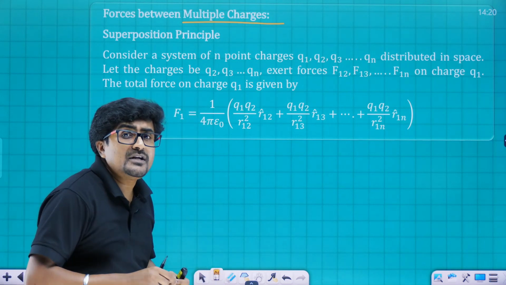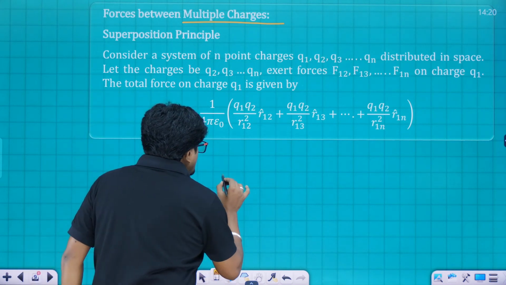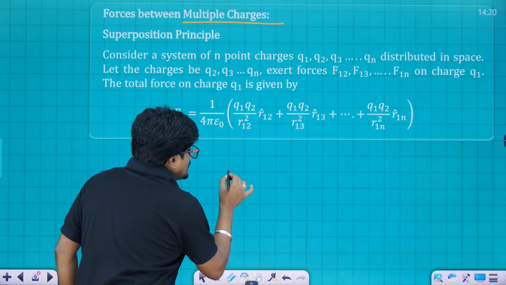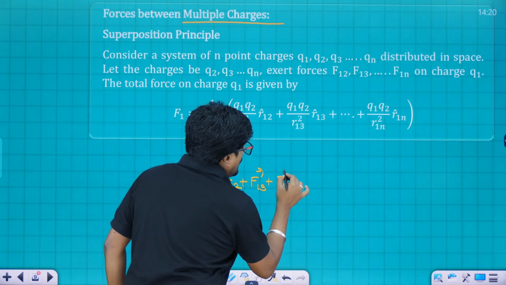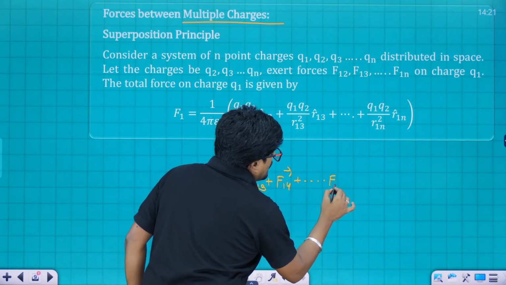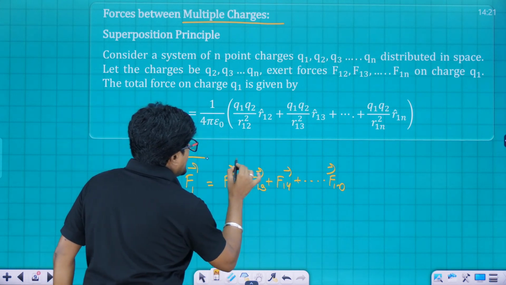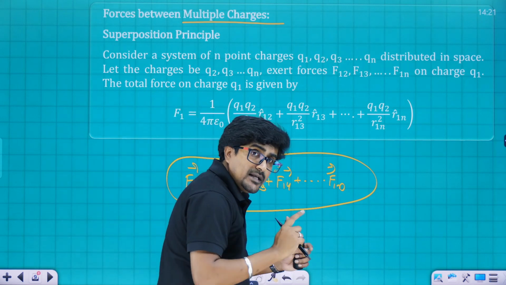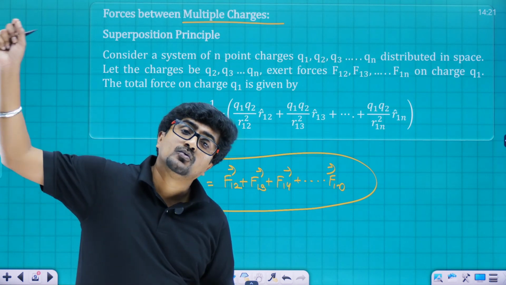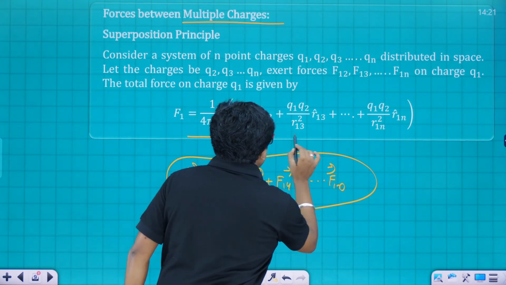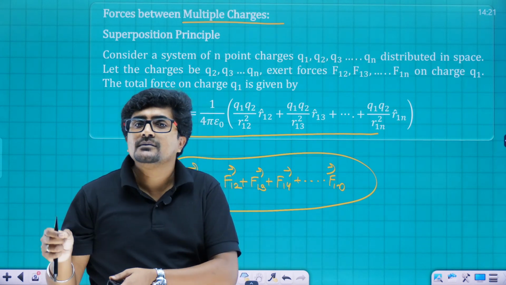Then the net force experienced by charge Q1 is going to be force acting on 1 due to 2, plus force acting on 1 due to 3, plus force acting on 1 due to 4, etc. up to force acting on 1 due to the nth charge. That is the net force experienced by charge 1, which is surrounded by Q2, Q3, etc. up to Qn. Here you have the expanded form of this; you may refer to it if you want to note it down in detail.